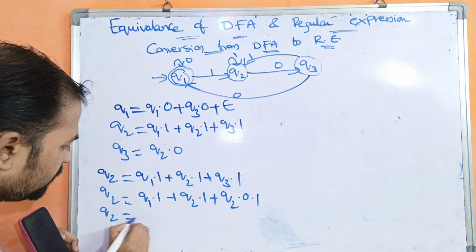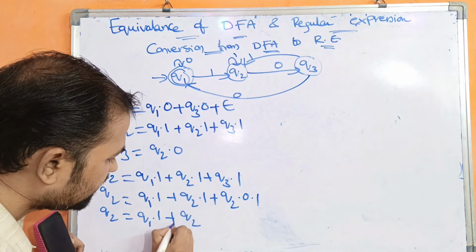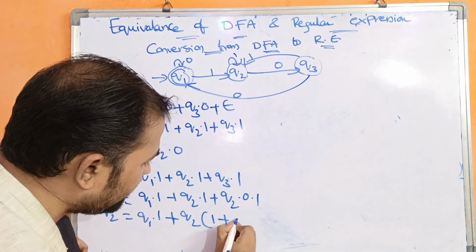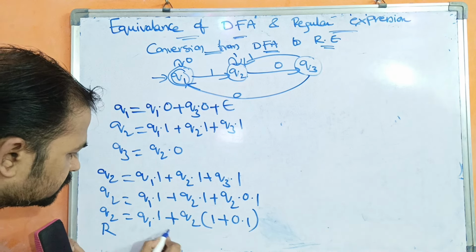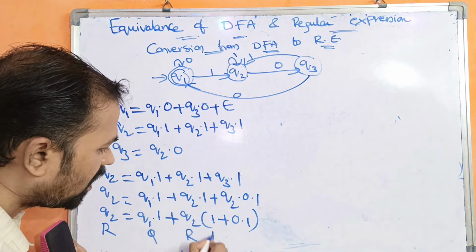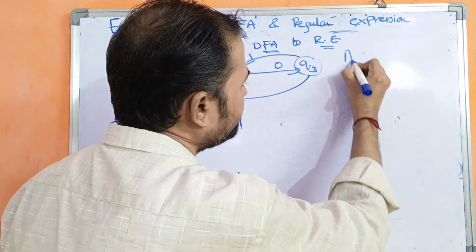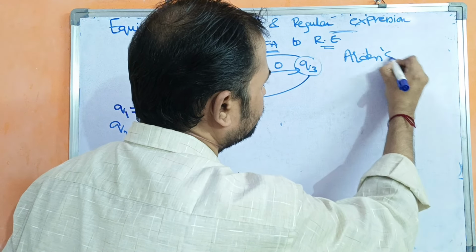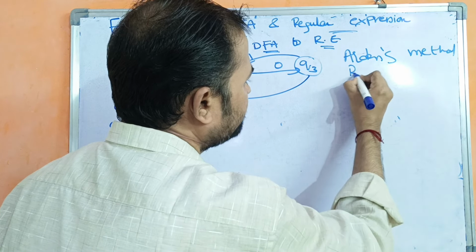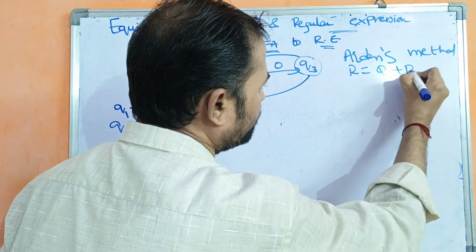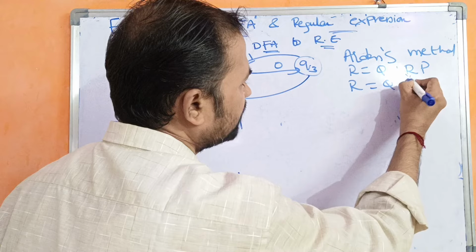So Q2 is equal to Q1 into 1 plus Q2 times (1 plus 0 1), since Q2 is the common term. This is in the form R is equal to Q plus RP. We know Arden's theorem, and for simplification we use Arden's method. If the regular expression is in the form R is equal to Q plus RP, then it is simplified as R is equal to QP star.